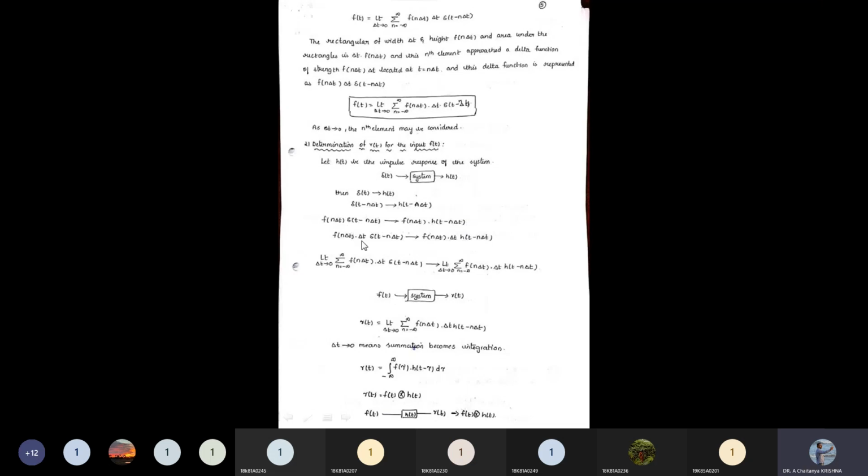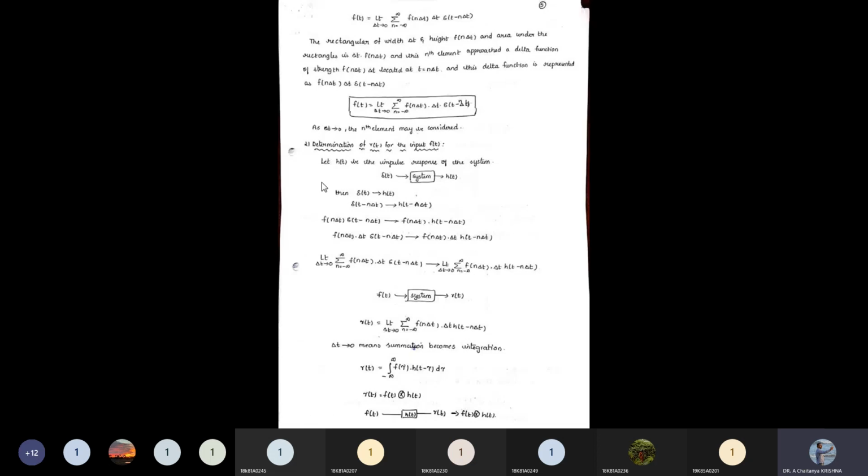And also, we can multiply both sides by del t. Whatever this function is, this function is the input, and the output should be h of t minus n del t. H of t minus n del t is a function. Whatever the input is, the output will become f of n del t into del t, h of t minus n del t. This should be the output function.